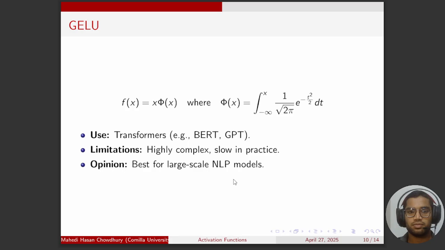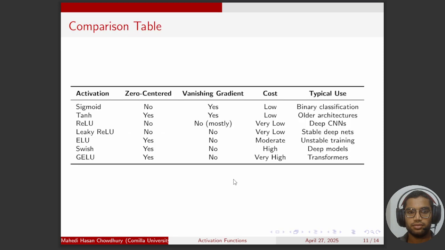GELU, commonly used in transformer models like BERT, smoothly blends linear and nonlinear behaviors. It approximates the normal distribution and provides state-of-the-art performance in deep models. So here is a comparison table.